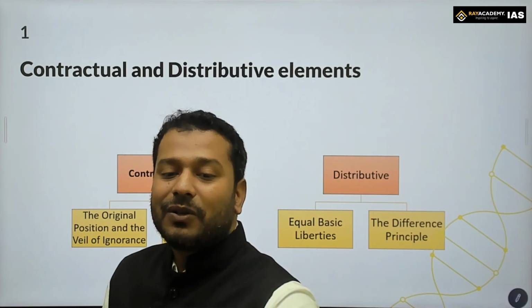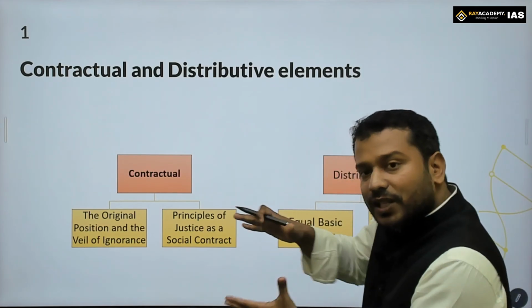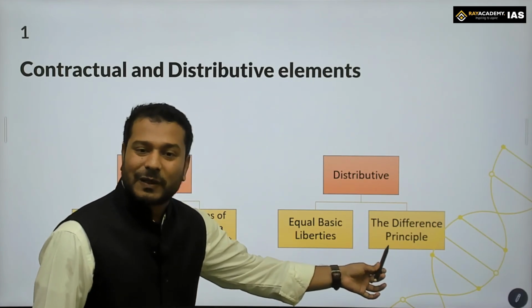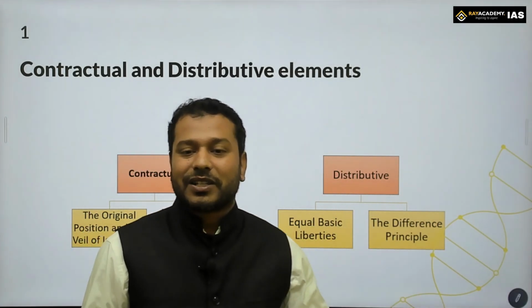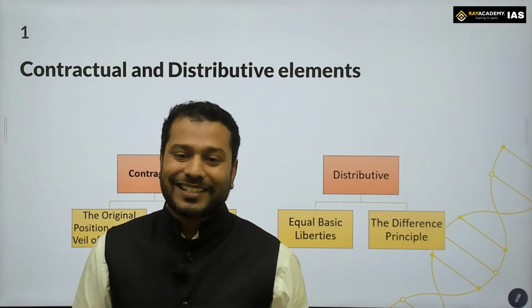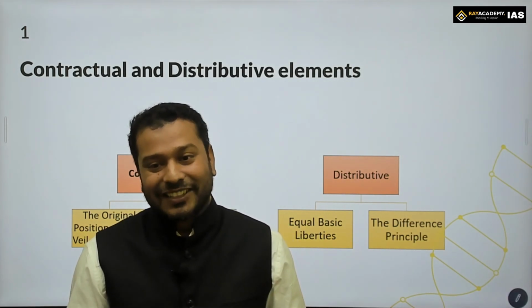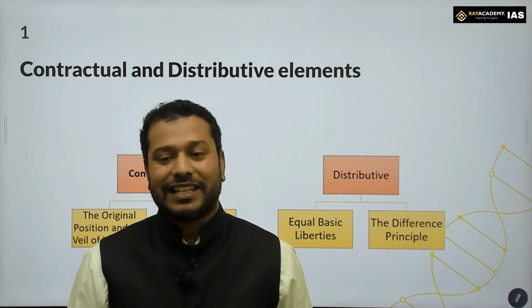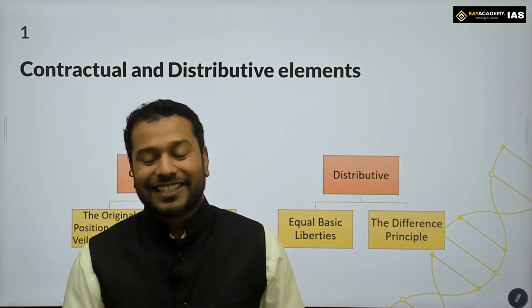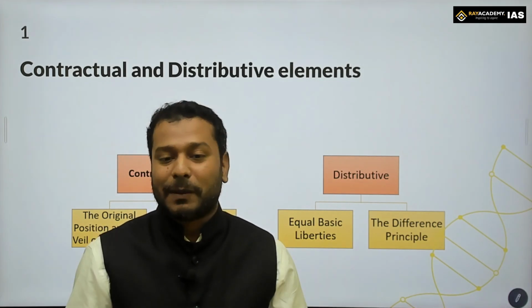Okay. Now, if you look into the distributive elements, as I said, it focuses on the distribution. So equal basic liberties as well as the difference principle. The distributive elements, like two principles here we are talking about. The first principle, equal basic liberties, says each person has an equal right to the most extensive basic liberties, compatible with similar liberty of others. This includes freedom of speech and expression, conscience, assembly, and political participation.